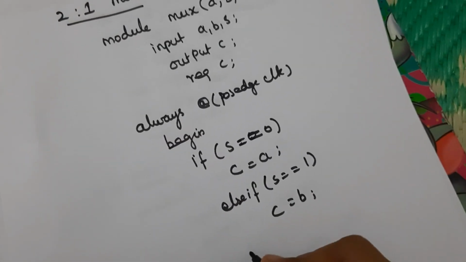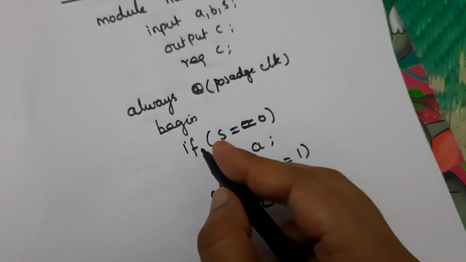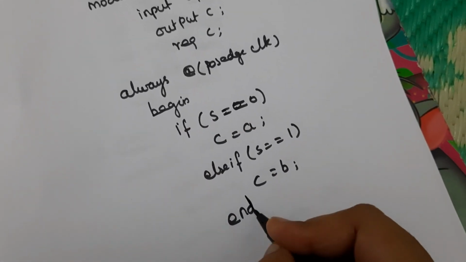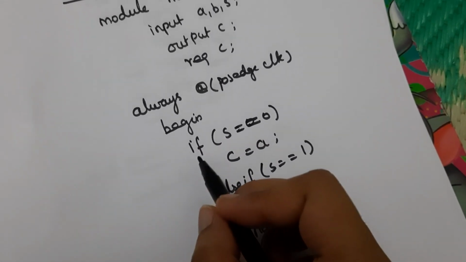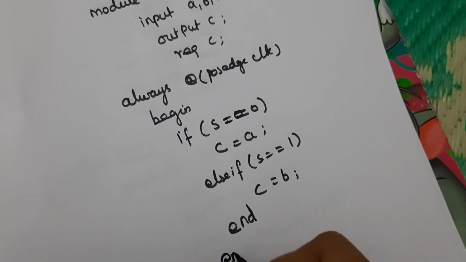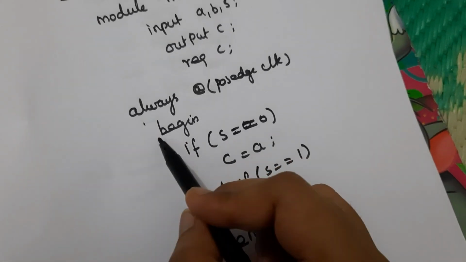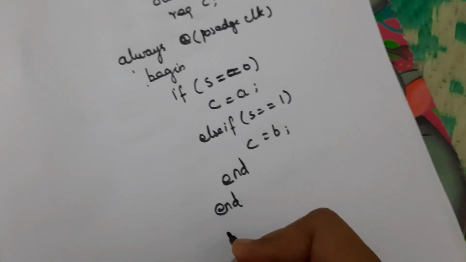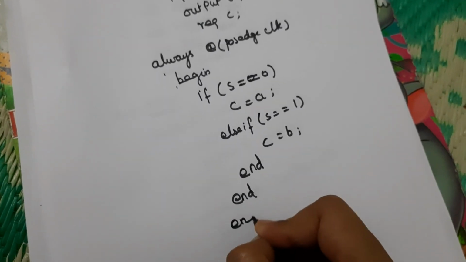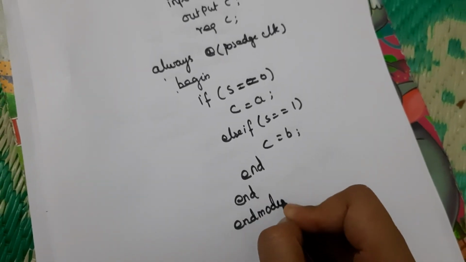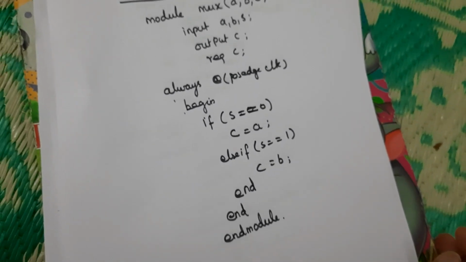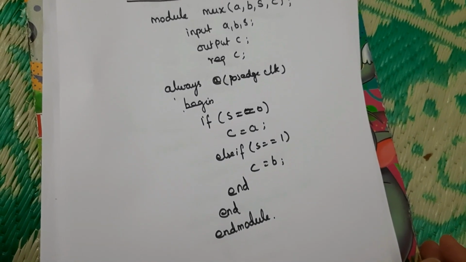So now we complete this if. So end here, this is the end for this if, and again one end for this always block. Next we have to end the module, so endmodule. So this is the if else if condition.